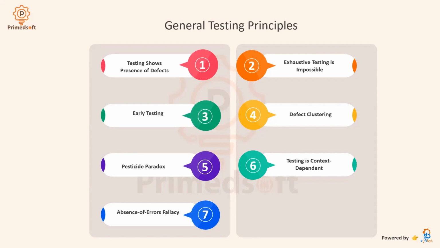So the fourth one is defect clustering. I'm mentioning it over and over again because these are some of the buzzwords, some of the things you need to know. So in a given system, a small number of modules or functionalities typically contain the majority of the defects. So a particular functionality might contain most of the defects, right? So focusing testing efforts on this high risk area can yield a more effective outcome.